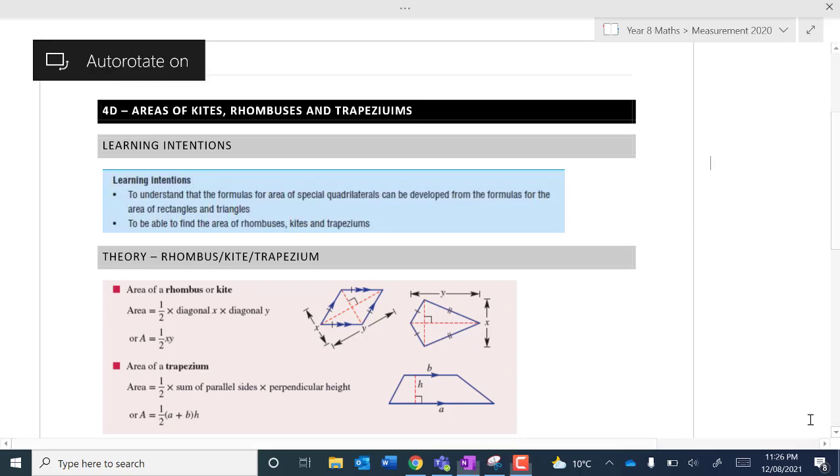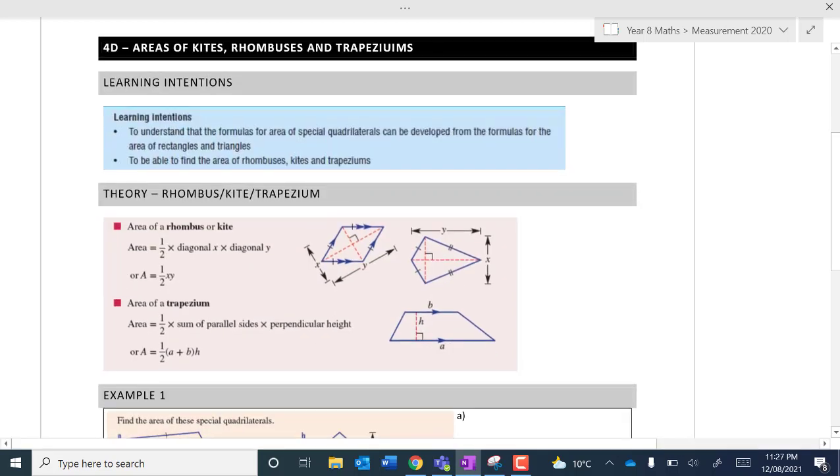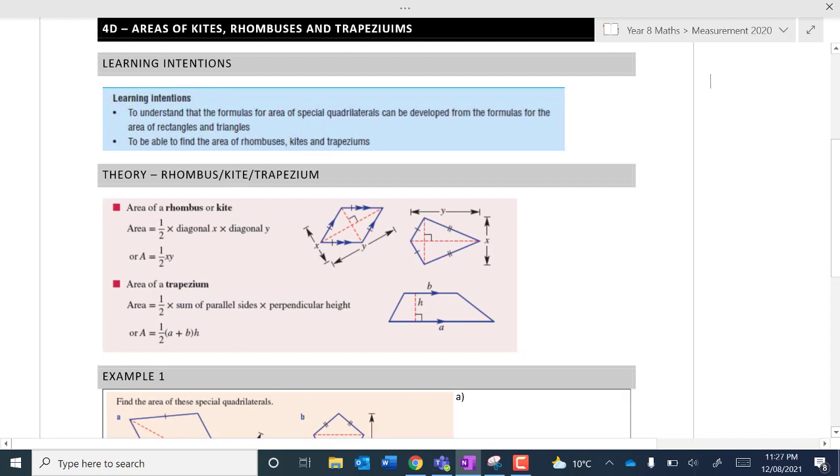Hi, Year 8s. In this video, I'm going to be going through 4D, areas of kites, rhombuses, and trapeziums. So there's a few more formulas that we have to look at. In the previous lesson, we were looking at areas of rectangles and triangles and things. This time, it would pay for you to copy out these with the heading of 4D, areas of kites, rhombuses and trapeziums, and of course if you can copy this theory down.